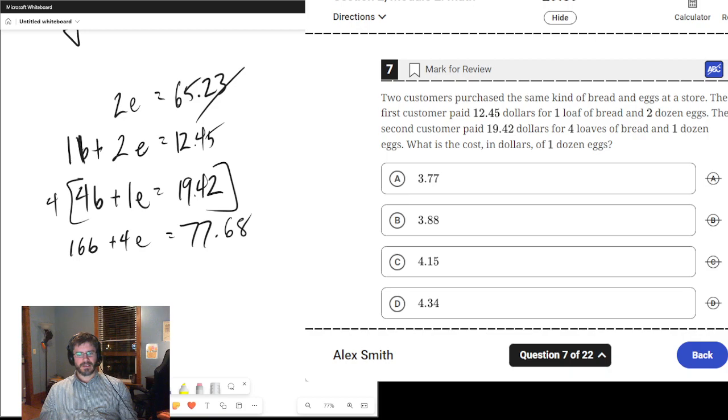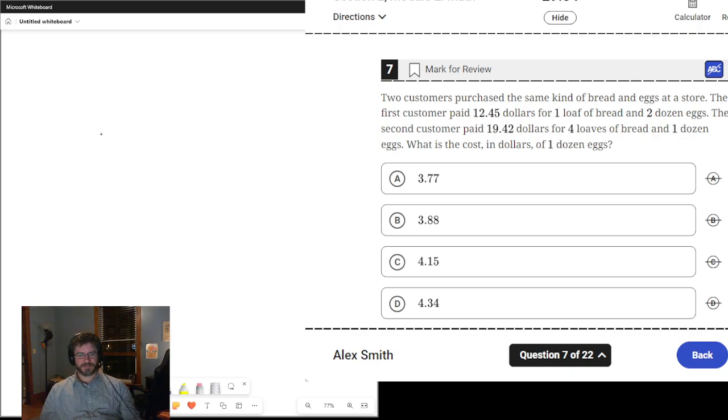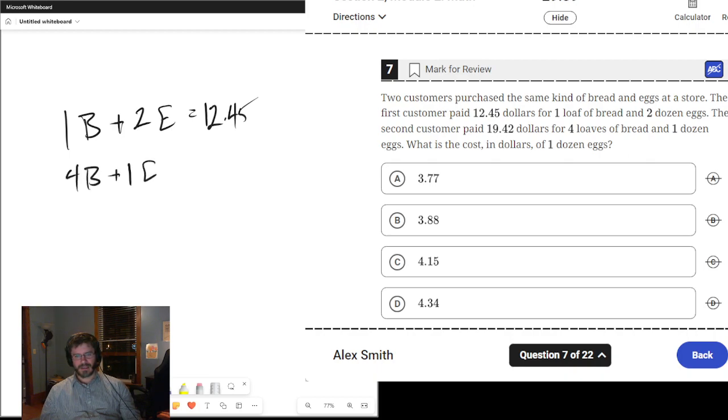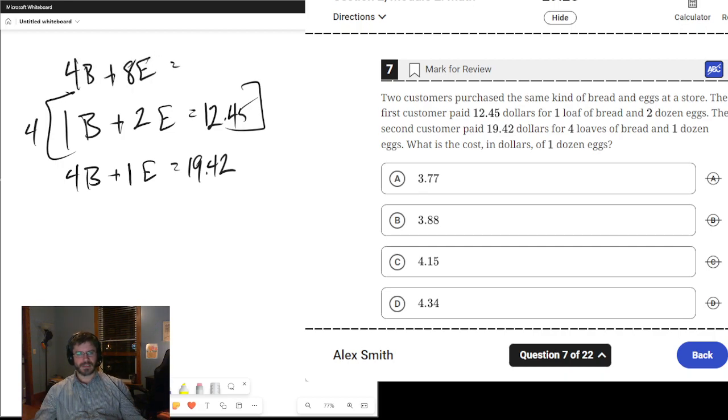Oh, I looked at that 4 as a 16. That's a 4b. Start over. 1B plus 2E. Use capitals. Mind your handwriting. 1245. 4B plus 1E is 1942. We want the b's to cancel out, so I'm going to multiply that one by 4. My goodness. Okay, so we get 4b plus 8e equals what? Calculator, 1245 times 4, 4980.